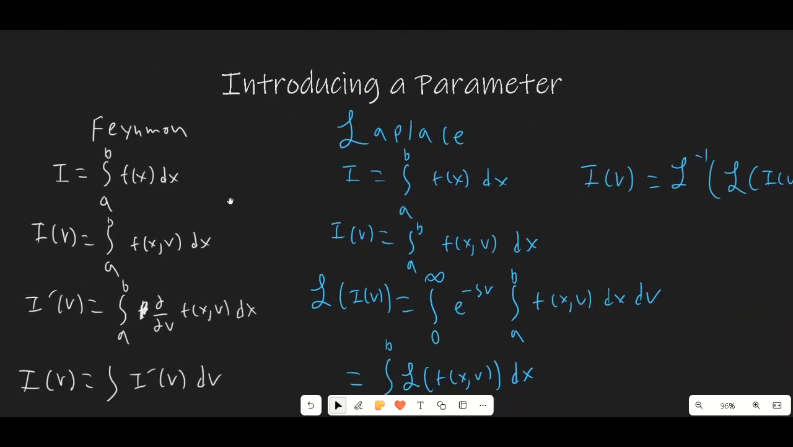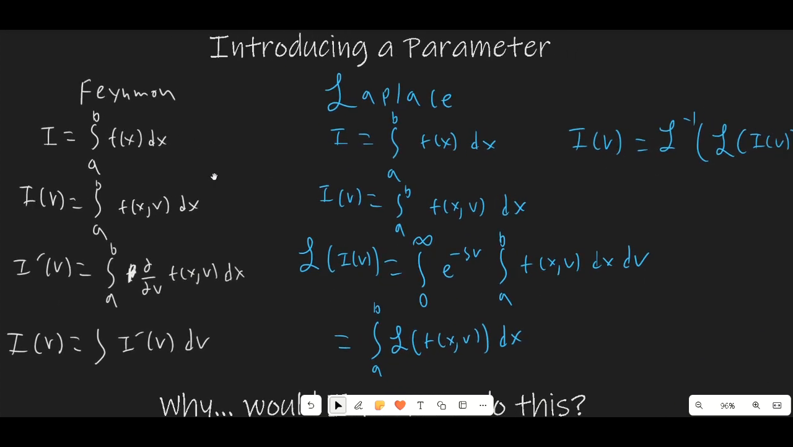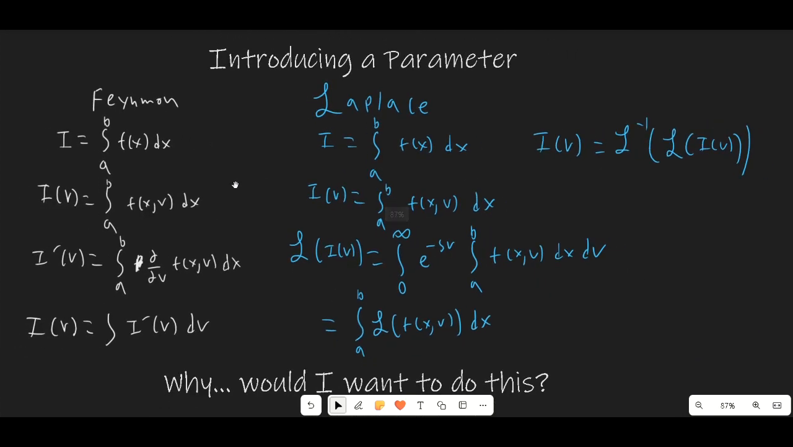This is a little bit of a different use of the Laplace transform, and we're going to be using it in a very different way than we did before. This is where we're going to be introducing a parameter, something I discussed in my last video about Feynman integration, and this is going to be almost the exact same situation. So I'm going to make some comparisons between Feynman integration and the Laplace transform.